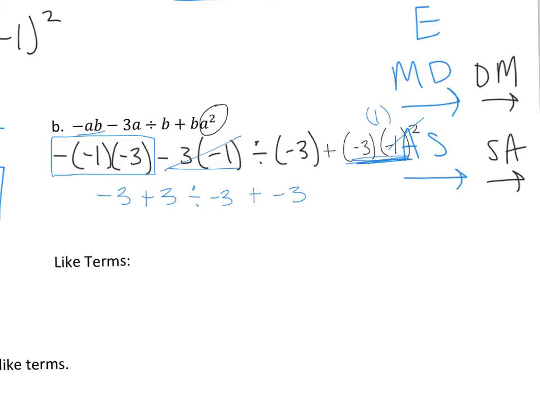It looks very tempting to do negative 3 plus 3 first, but remember you have to do order of operations right here. So 3 divided by negative 3 is negative 1. So it's negative 3 plus negative 1 plus negative 3. So now I'm going to group the first two. So it's negative 4 plus negative 3, which is negative 7. Here's my answer.